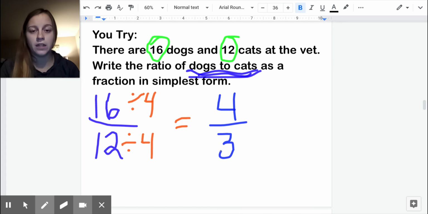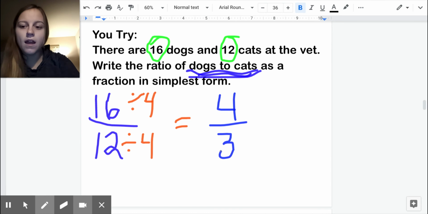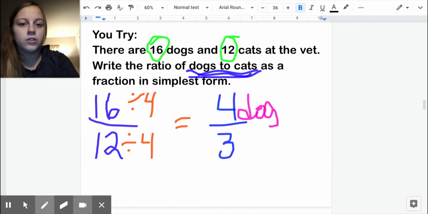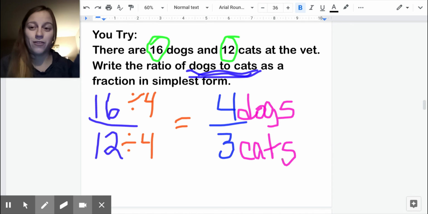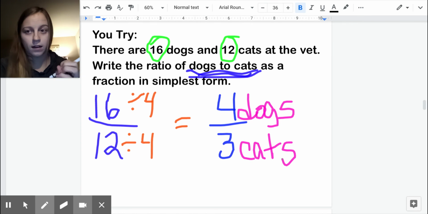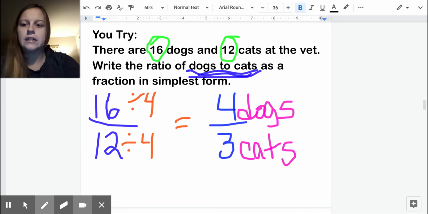You leave ratios improper. And then step number 3, and you can't forget this step. If you forget this step, your answer is going to be wrong. You have to label. So 4 dogs to 3 cats is your final answer here. You have to label and you leave it improper because dogs and cats aren't the same thing. So you can't combine them into a 1 1/3 dog cat. That makes no sense.